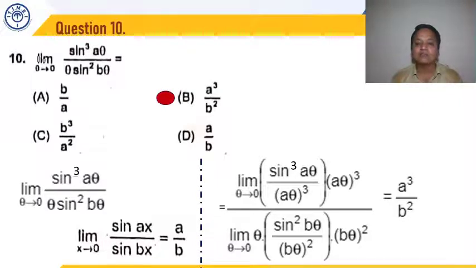So what are we left with in the numerator? A cube. What are we left with in the denominator? B square. So our value comes out to be a cube upon b square, which is given as choice B. Choice B is the answer.